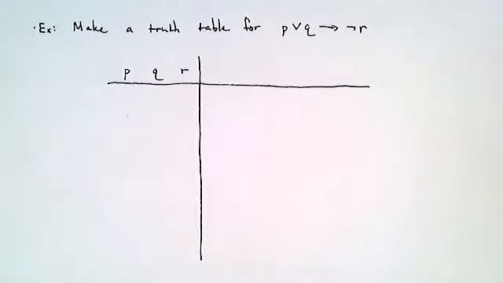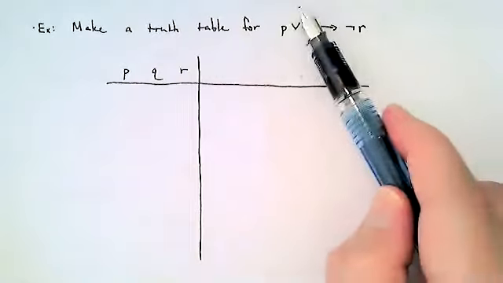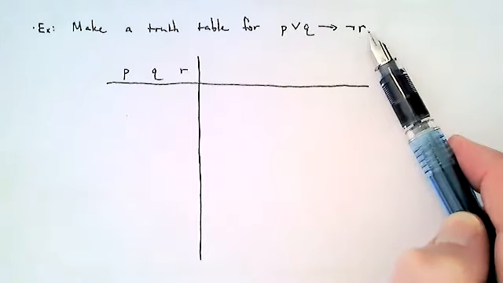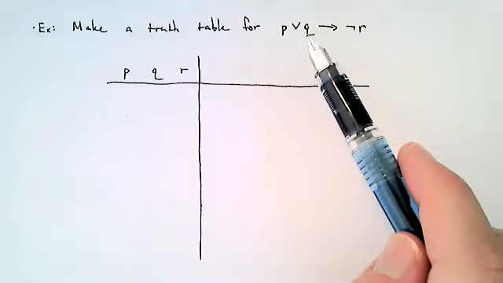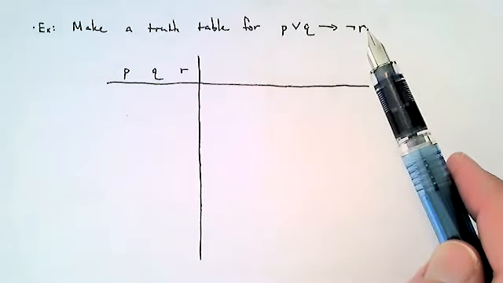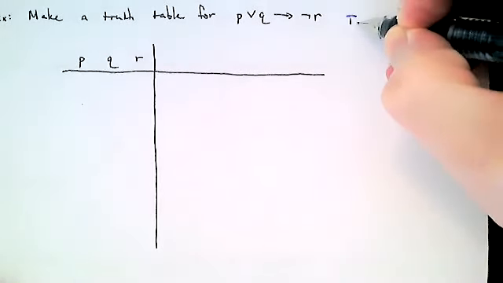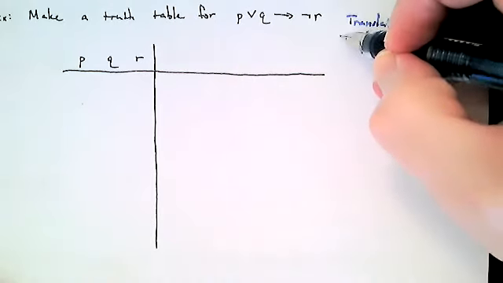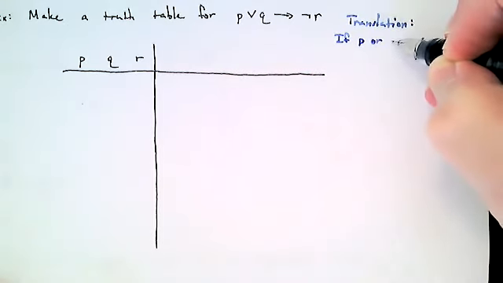We have three simple propositions, P, Q, and R. On the left side of my conditional, I have P or Q, and on the right side, I have the negation of R. So the way that you would read this in English is if P or Q, then not R. Maybe I can write that down over here as a translation, because it's always important to keep in mind what your mathematical symbols actually mean in English.